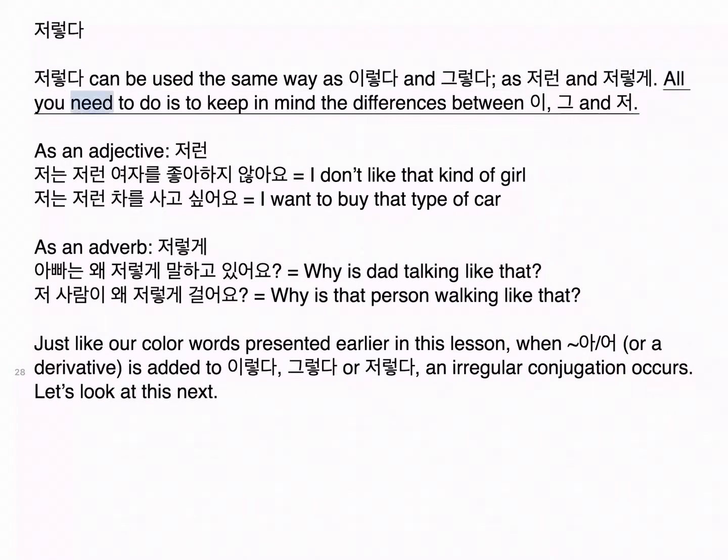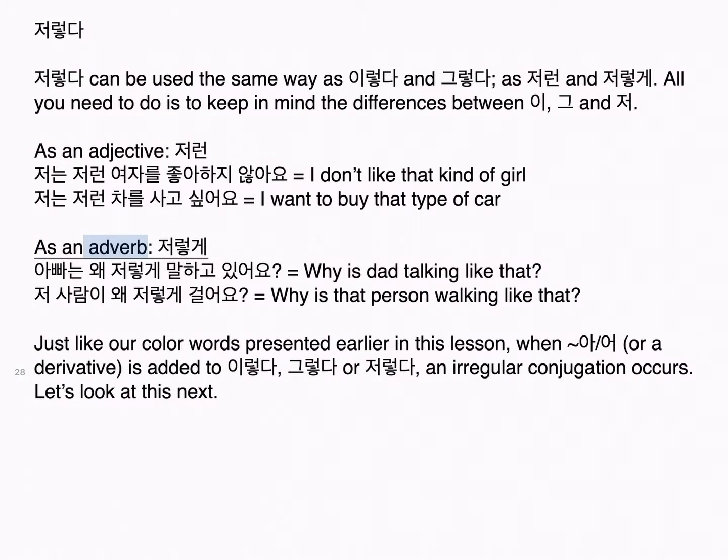저렇게. All you need to do is to keep in mind the differences between 이, 그, and 저. As an adjective. 저런. 저는 저런 여자를 좋아하지 않아요. I don't like that kind of girl. 저는 저런 차를 사고 싶어요. I want to buy that type of car.